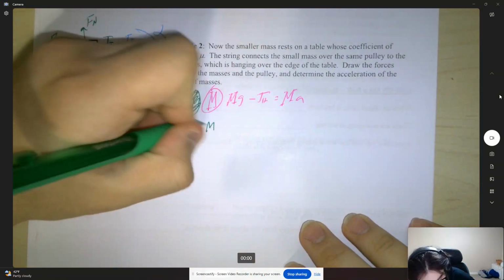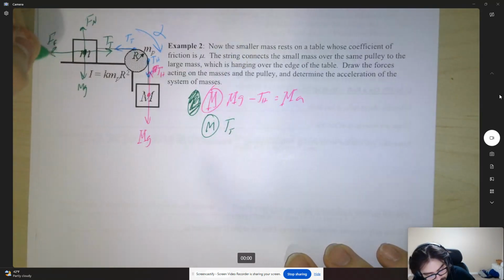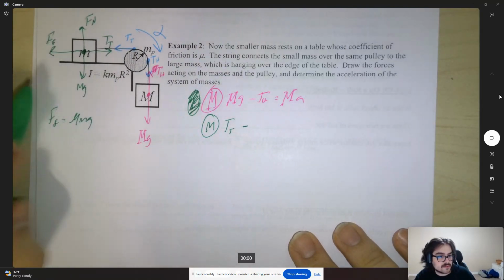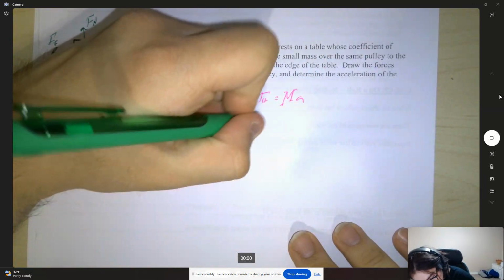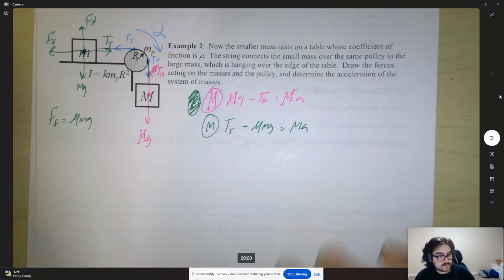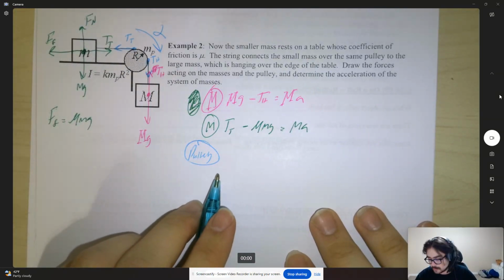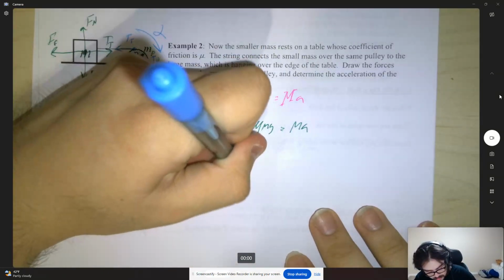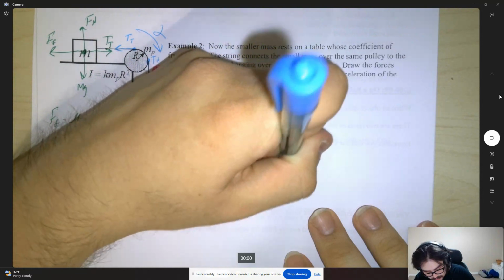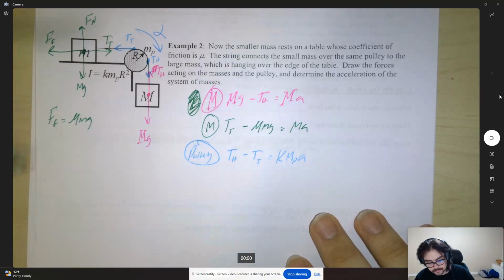Little m is going to have tension force to the right, minus the friction force. Friction force, by the way, is mu mg in this case because it's on a horizontal surface. Minus mu mg equals little ma. Okay, the pulley, believe it or not, is going to be the exact same as it was before. Tension hanging minus tension from the top equals k m sub p a. Exact same as before. The only difference is that now we have this friction term right here.